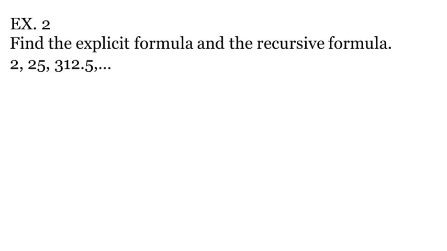Example 2 says to find the explicit formula and the recursive formula for this sequence. So before we find both formulas, we need to find the common ratio r. So just like in the last example, you can take any term and divide it by the preceding term, and that will give you your common ratio. So our common ratio this time is 25 divided by 2, which is equal to 12.5.